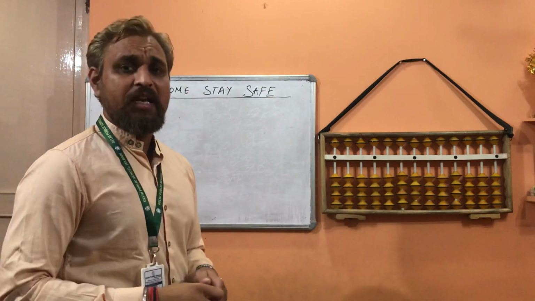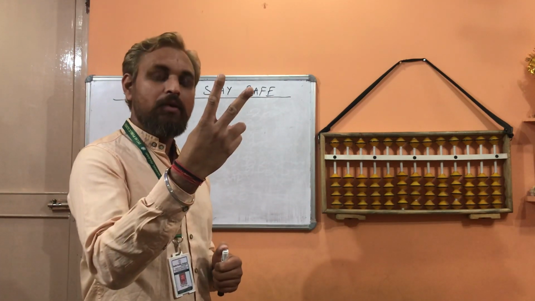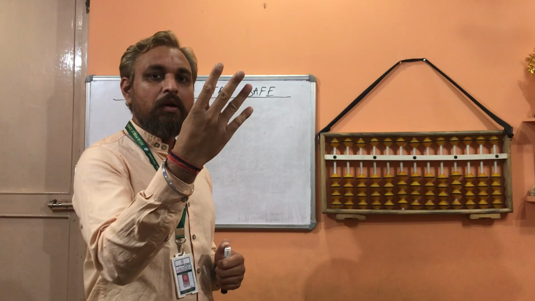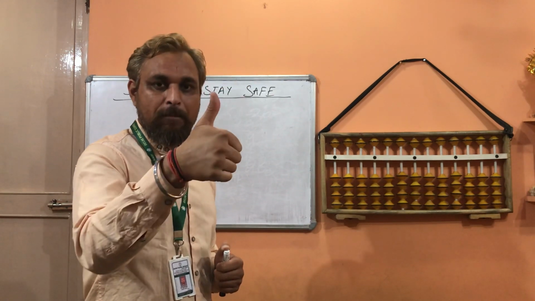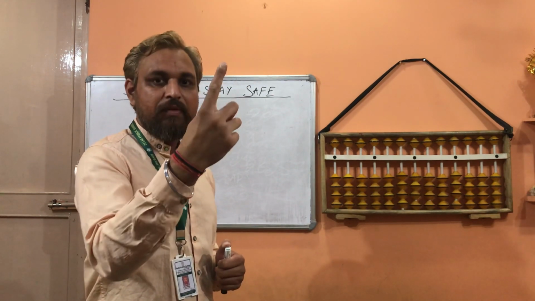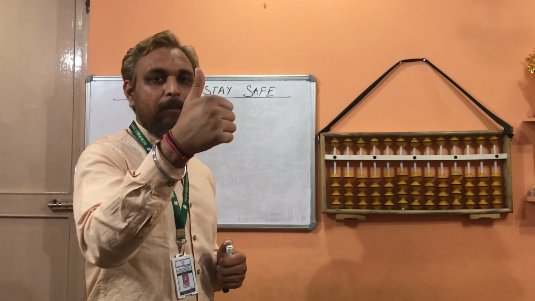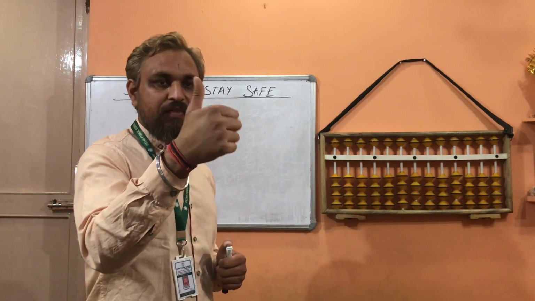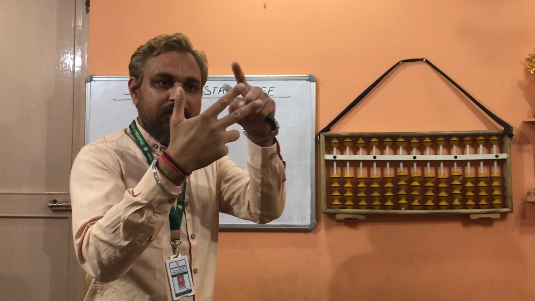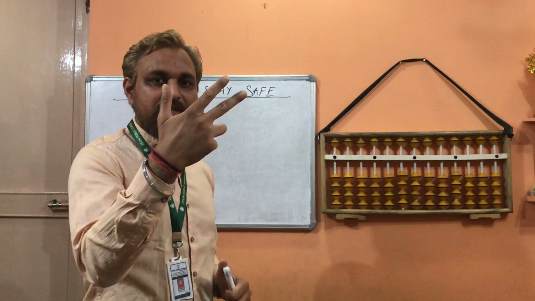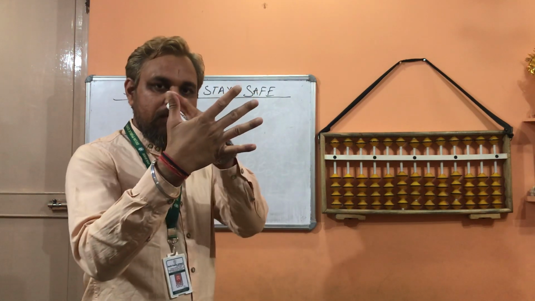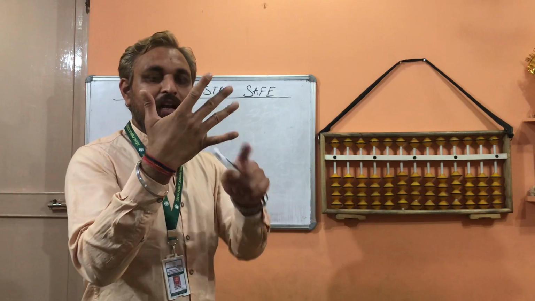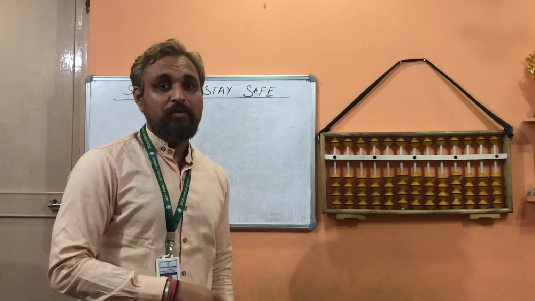So now let's guess the numbers. 2, 4, 5, 1, 5, 5, 7. That's correct. 5, 6, 7, 8, 9. So this is 9 now.